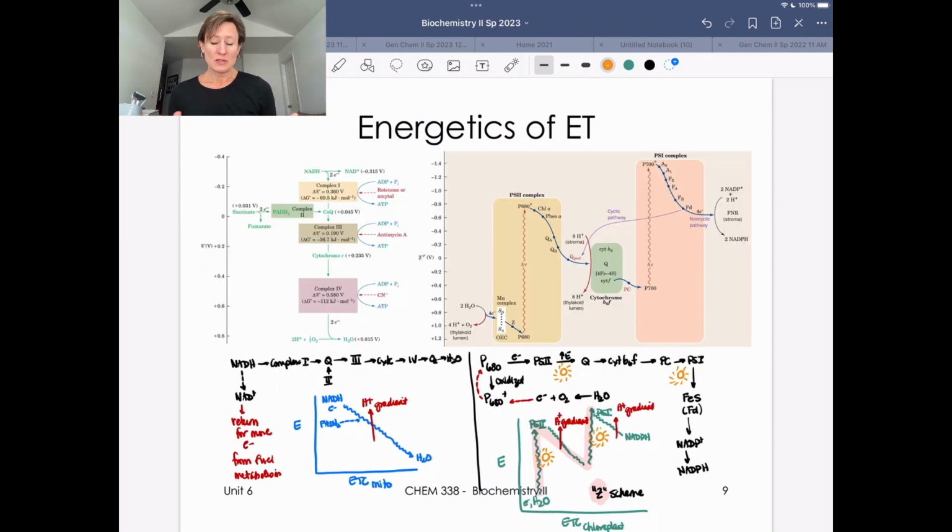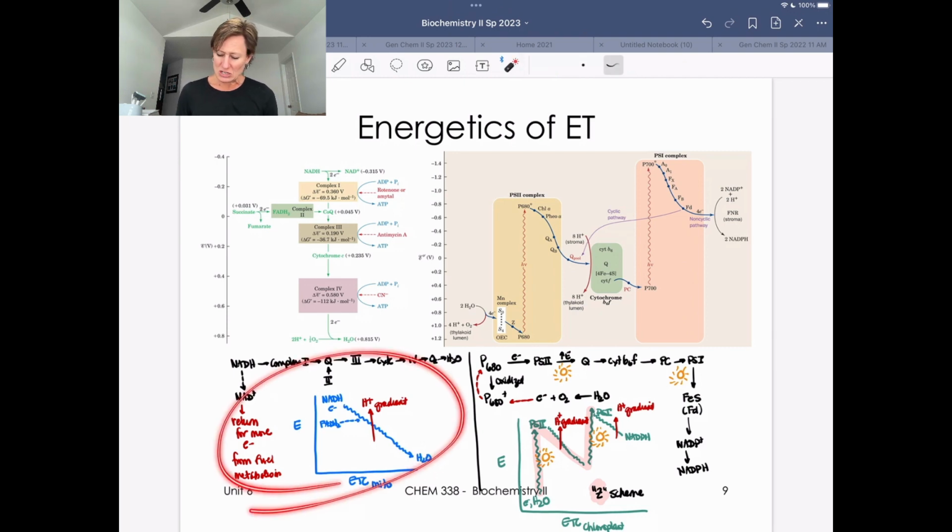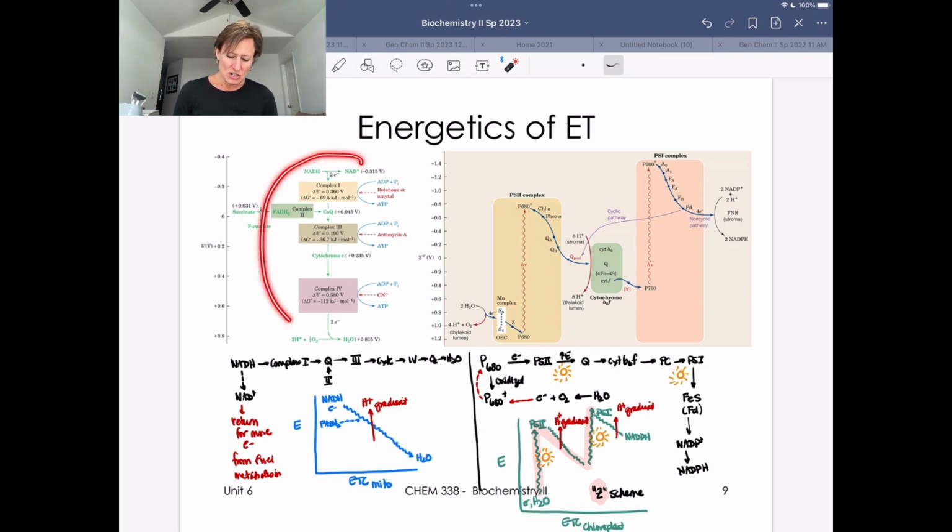So if I just flip to another slide here, which has our same basic information that we just worked through down on the bottom, this is just highlighting the same thing. Now imagine, here are our different complexes. Imagine taking those and spreading them out, like moving complex 4 all the way to the end, putting them in order. We can see that, yes, we go downhill from complex 1 and starting with NADH all the way down to water here.